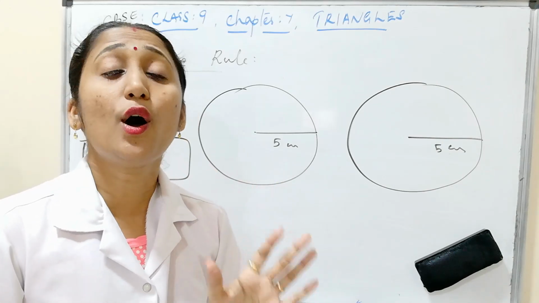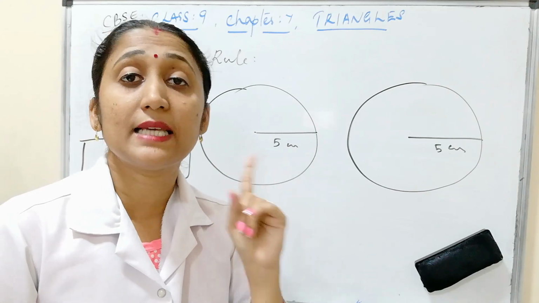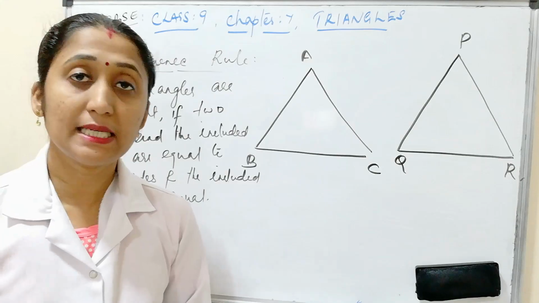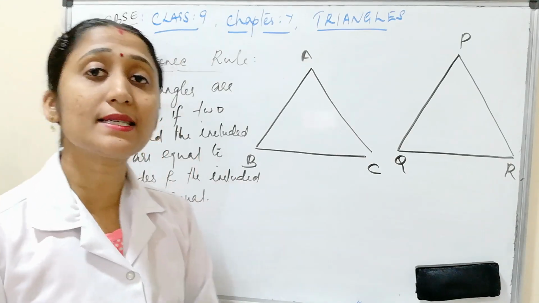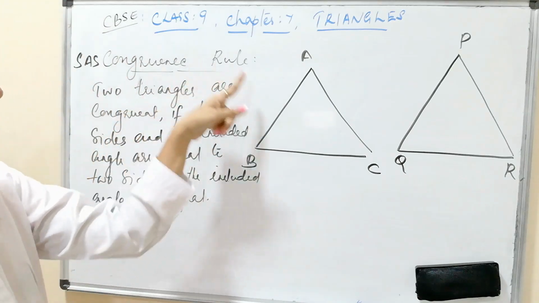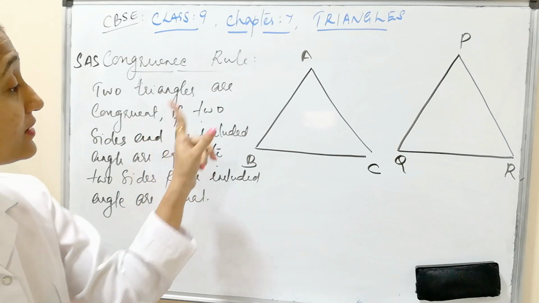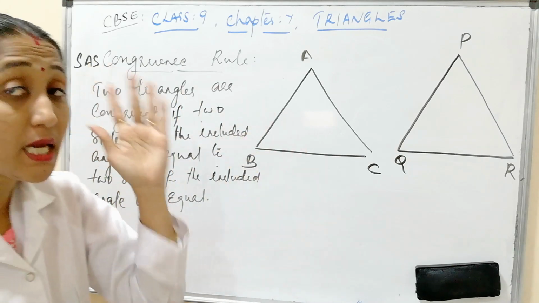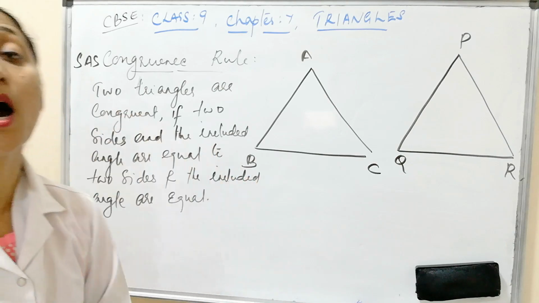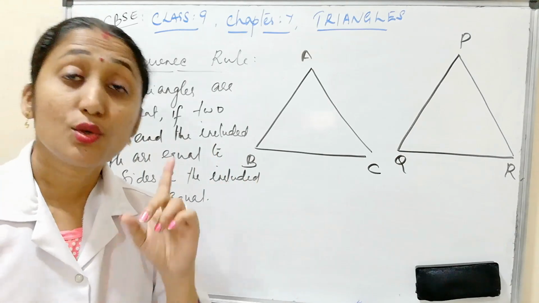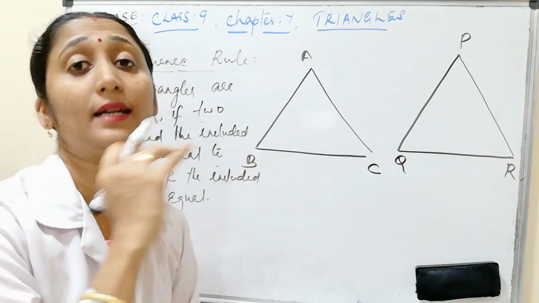Okay. So we will learn the congruency. First of all, SAS congruence rule. Listen, SAS congruence rule. That is the first rule. What is the statement? Two triangles are congruent if two sides and the included angle are equal to the two sides and included angle of the other triangle.